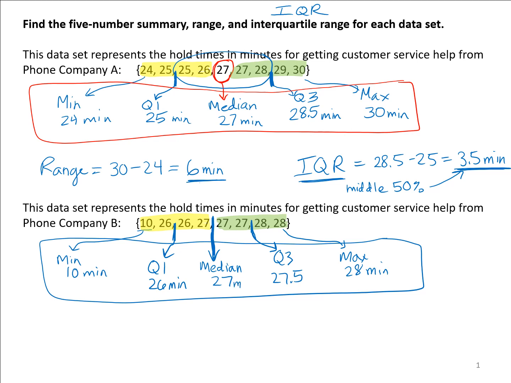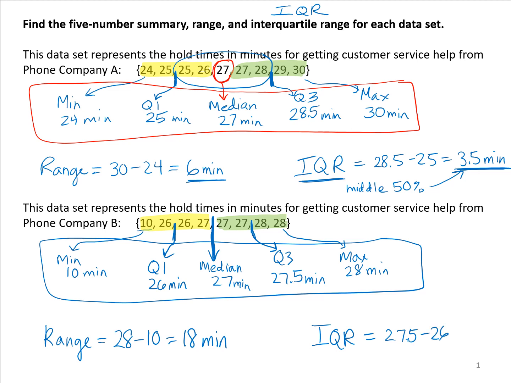All of these again have units of minutes. And when we think about the range, it would be the difference between the max and the min. The max here is 28 minutes. The minimum is 10. So it turns out there's 18 minutes difference between the person who was on hold the least and the person who was on hold for the most amount of time. 18 minutes between those two. The IQR represents where you're looking at 50% of the data, in particular how much spread is in the middle 50% of the data, and that would be 27.5 minus 26, and that would be 1.5 minutes.